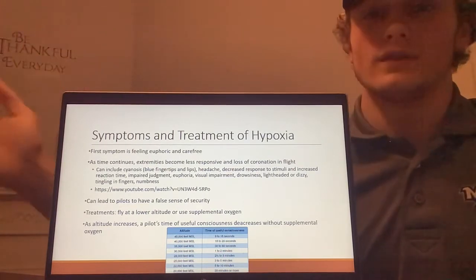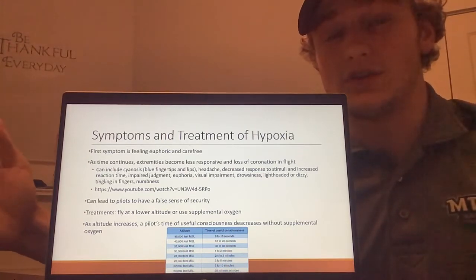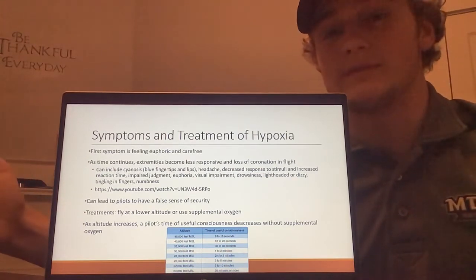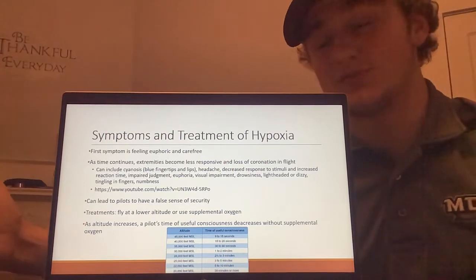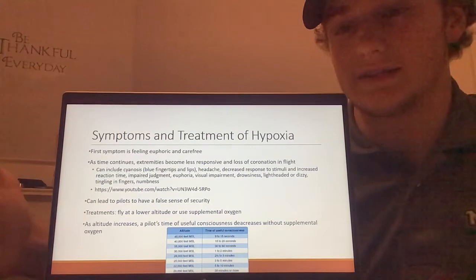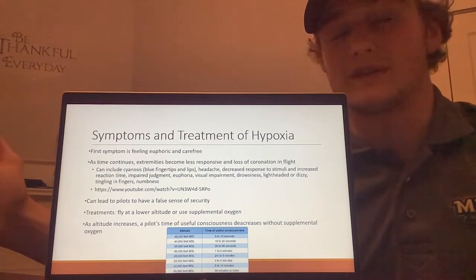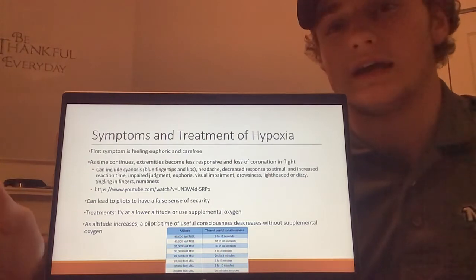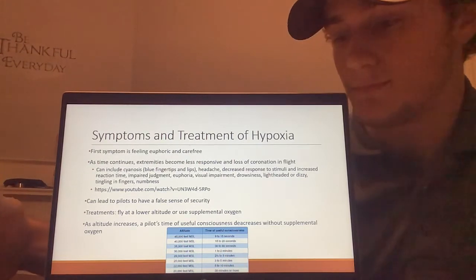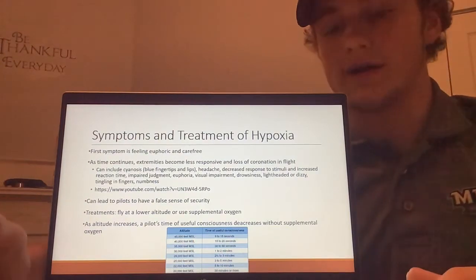The higher you are, the less time you're conscious enough to actually do something to counteract this. This is what we call the time of useful consciousness, and the higher you go, the less time you have to be conscious without using supplemental oxygen. Fighting hypoxia is pretty dangerous, but the main way to do it is to fly at a lower altitude.